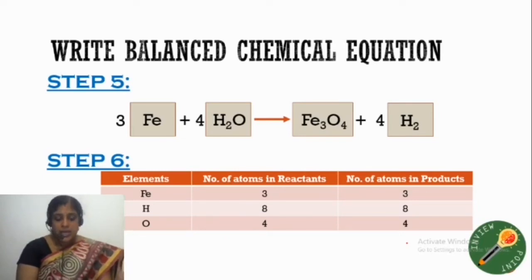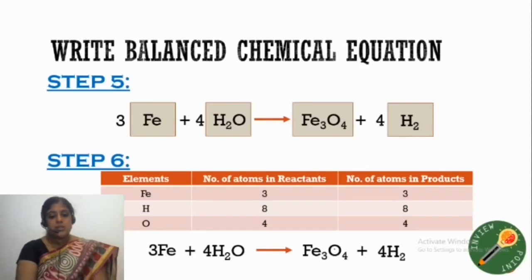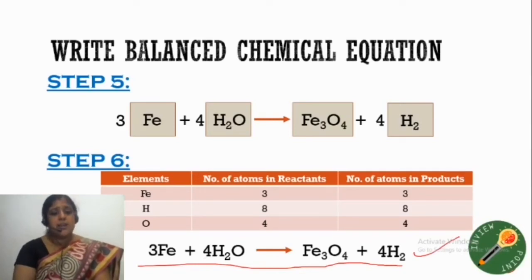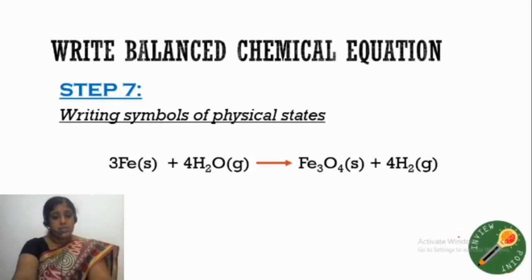So write the equation once again, removing the box. Here this is the balanced chemical equation: 3Fe plus 4H2O gives Fe3O4 plus 4H2. Is it clear, students? Normally we write the balanced equation as such. Sometimes we write the balanced equation along with the physical states.